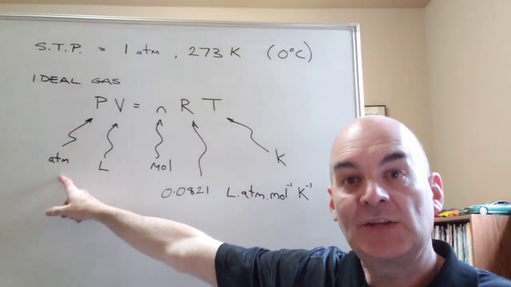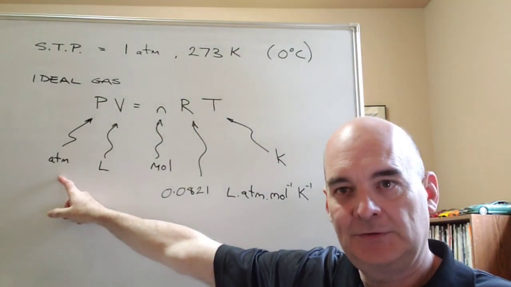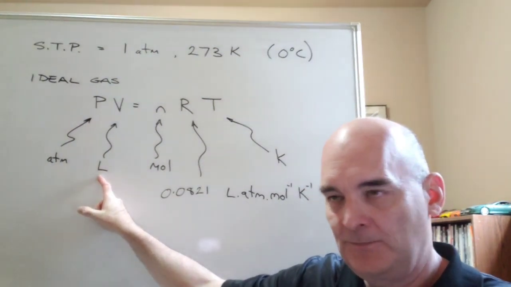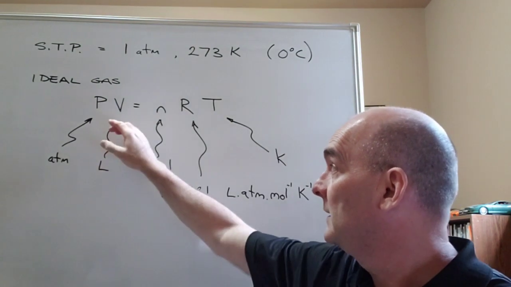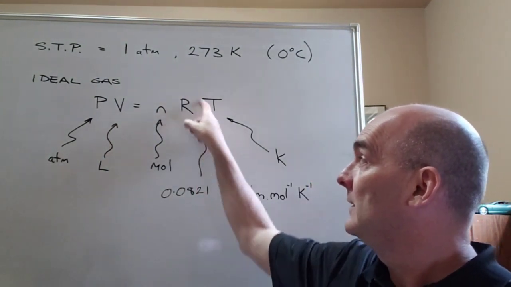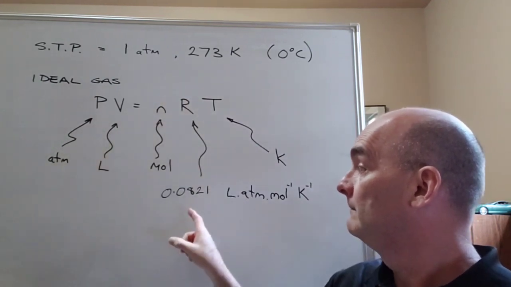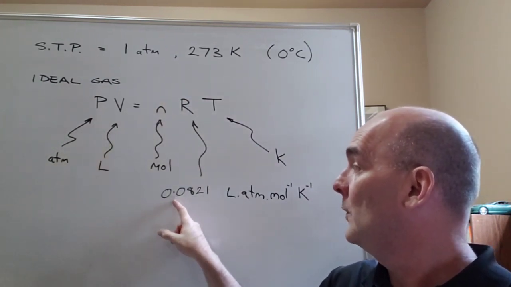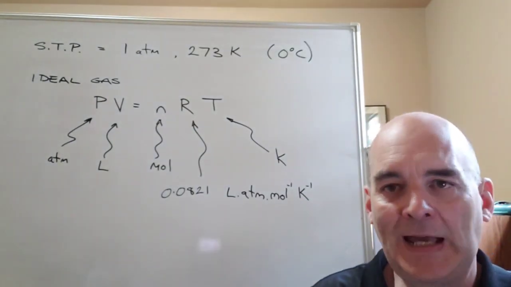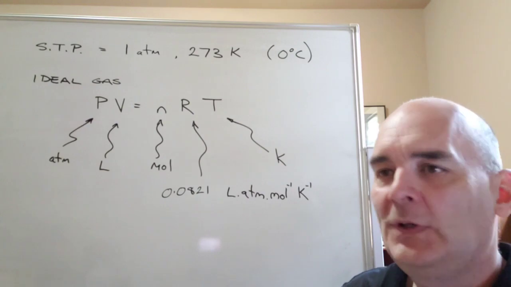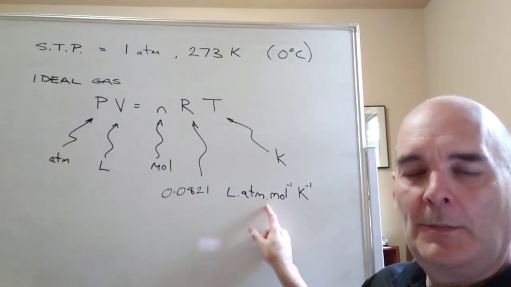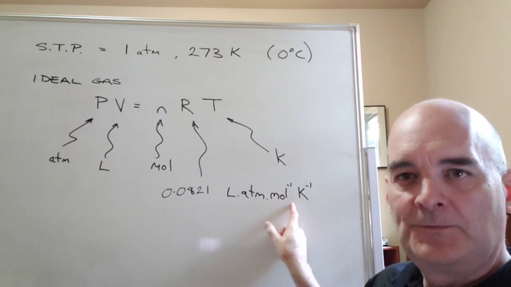P has to be written in atmospheres. V must be written in liters. And the reason for that is that this number in the calculation, R, is 0.0821. R is the universal gas constant, and its units are liter atmospheres per mole per Kelvin.